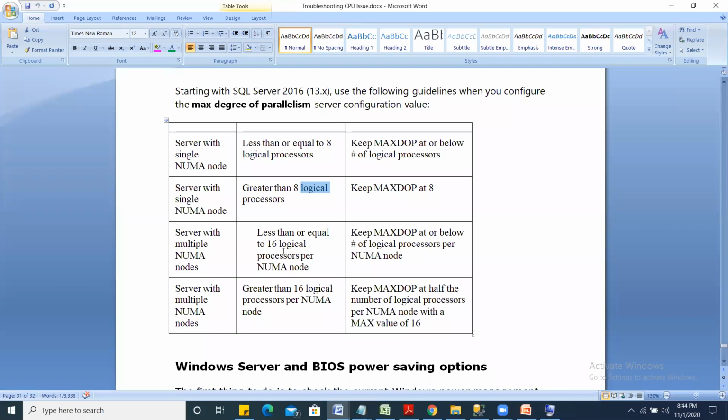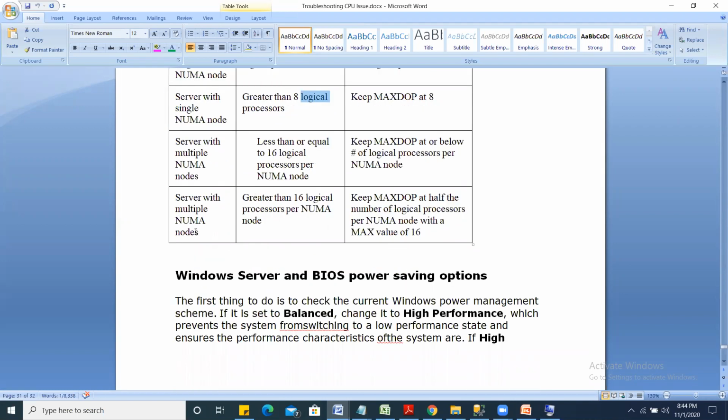But the best practice is to go again here with 4, right? If you have a VM. Server with multiple NUMA nodes, greater than 16 logical processors per NUMA node, keep max DOP value at half. They are talking about keeping it 8, right? Per NUMA node, with a max value of 16.